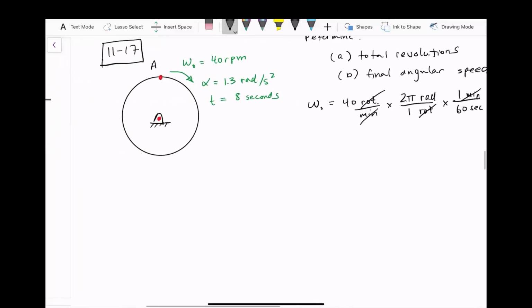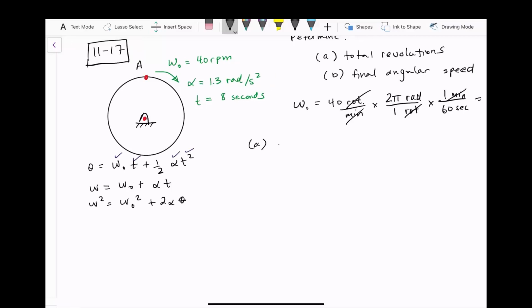Okay, so now let's go ahead and write out the 3 equations of angular motion. We have the first one for displacement, so theta is equal to omega naught t plus 1/2 alpha t squared. Next we have omega equal to omega naught plus alpha t. And last we have omega squared is equal to omega naught squared plus 2 alpha theta.